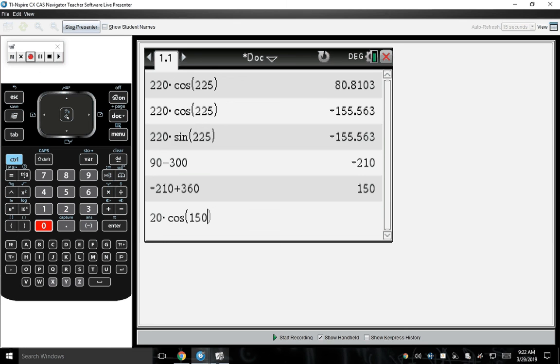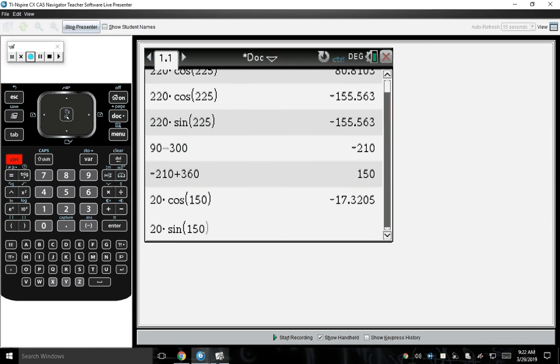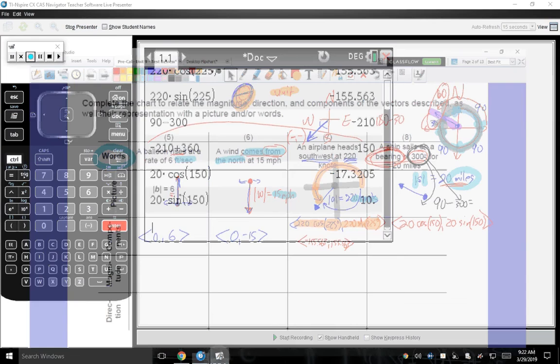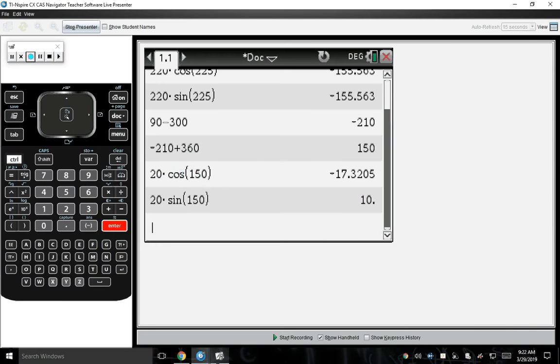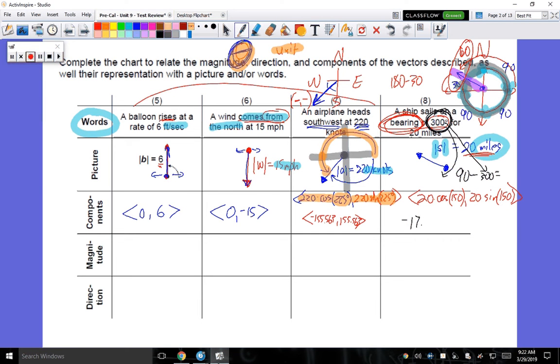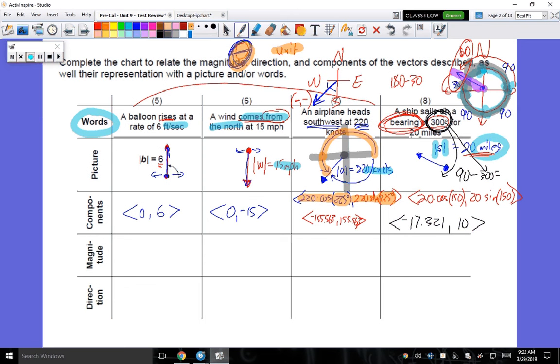Okay, so now 20 cosine of 150, then we're going to do 20 times the sine of 150, and these are going to give us the x and y components of that vector, which come out to be a negative 17.321. Oops, 321 that is, not 231. So 321. And then the y value of a positive 10. Let's just make sure by seeing, are there any more decimals? And no, there are not. Okay, so those are the components of that vector.